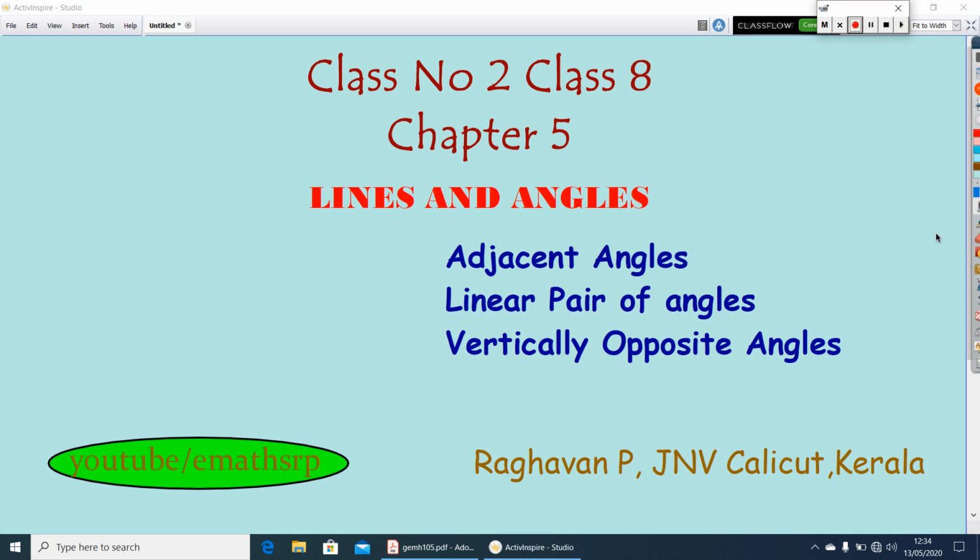Hi to all. This is the second class of Class 8 Chapter 5 Lines and Angles. Today I am going to discuss adjacent angles, linear pair of angles and vertically opposite angles.